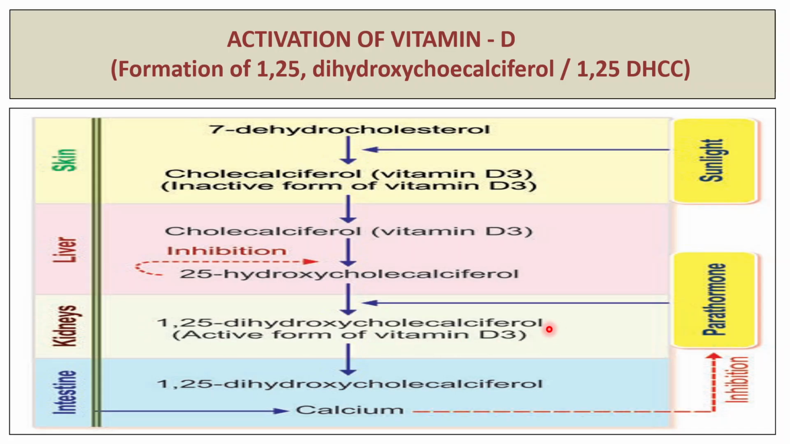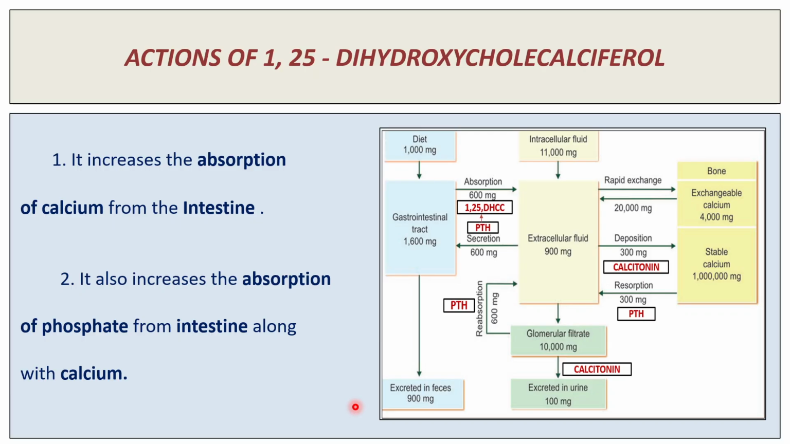This is the active form of vitamin D. What does it do? It helps in calcium absorption from the intestine. So this calcium comes into the blood, and 1,25 dihydroxycholecalciferol, the active form of vitamin D, is responsible for increased blood calcium. This is another chart.